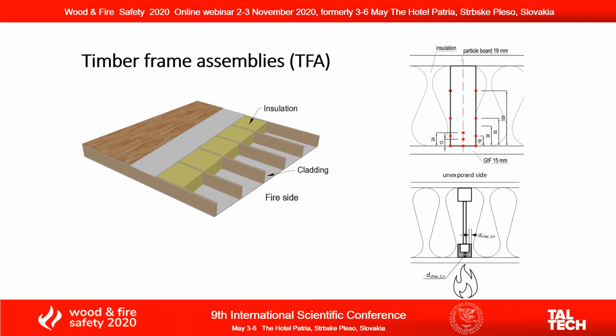A timber frame assembly usually has claddings or coverings on one or both sides, forming cavities, and these cavities may be fully or partially filled with insulation material or left empty. The behavior of these surrounding materials affects the charring of wood.